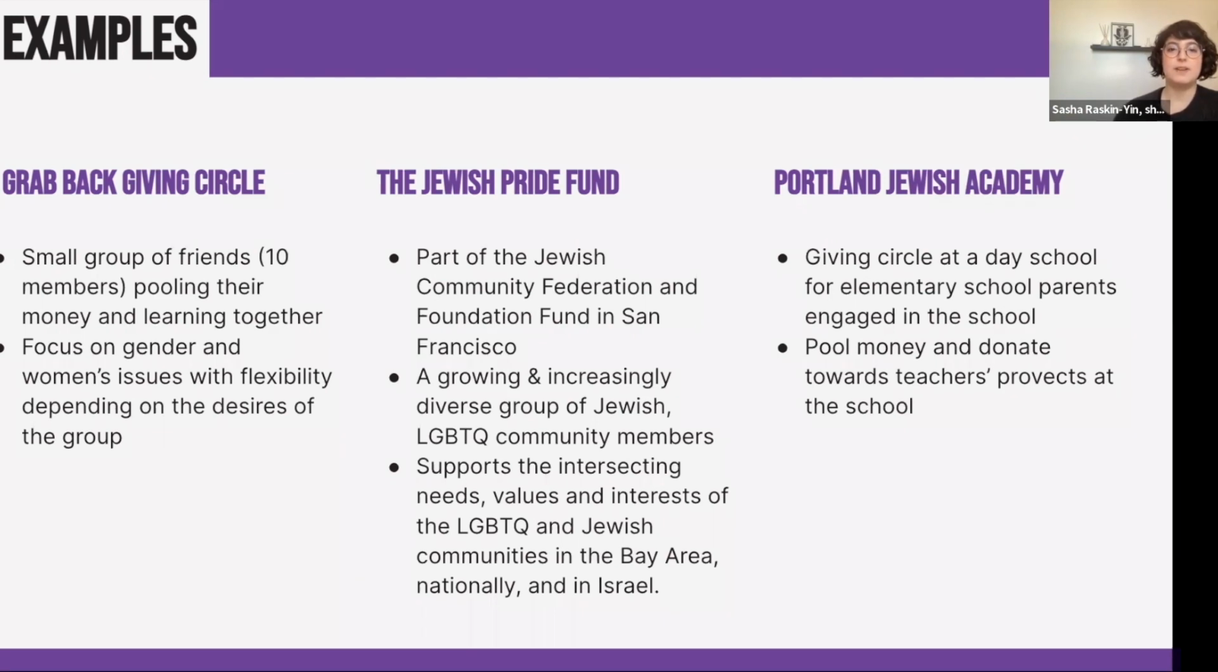They're flexible and adapt the focus based on current events and the interest of the group. Second is the Jewish Pride Fund, which is a part of the Jewish Community Federation and Foundation Fund in San Francisco. Their members include a diverse group of LGBTQ Jews, and they support needs at the intersection of LGBTQ and Jewish life in the Bay Area, nationally, and in Israel. Finally, the Portland Jewish Academy is a Jewish giving circle at a day school for parents who fund teachers' projects at the school.